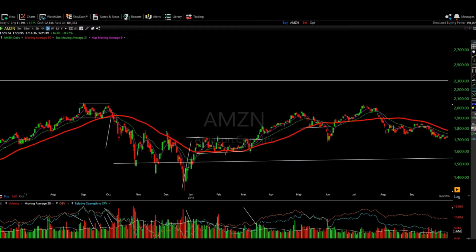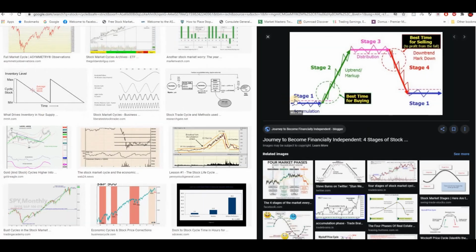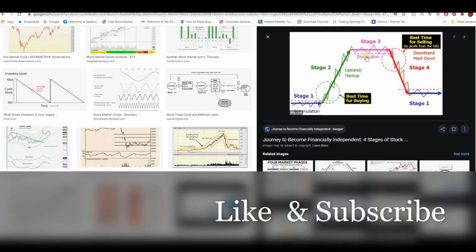So every time I look at the stock back in here, I try to look at the stock in the big picture. I want to see what phase it is. Is it the first phase, the accumulation phase? Is it the second phase? Is it at the end of the second phase? Is it stalling right in here, or is it about to break out?